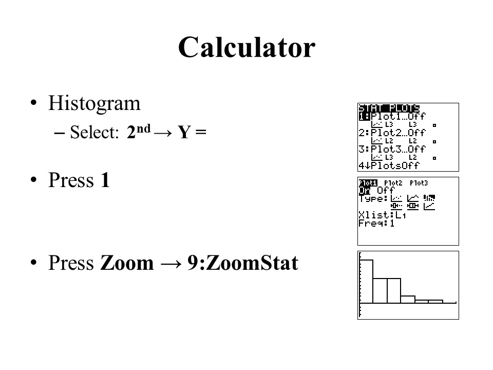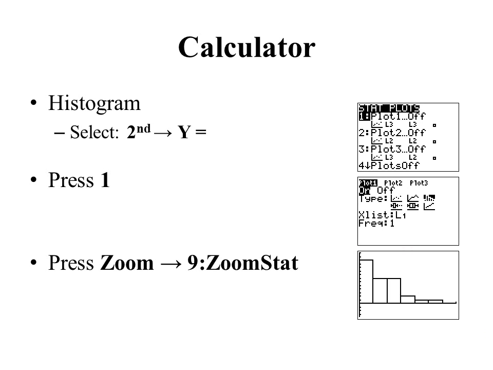And then, this is the step that everyone forgets to do. We have to do zoom option 9 for zoom stat. This is going to set our window to the right size so that we can see our histogram. And if you do this, you should get a graph that looks like this. Now you also need to make sure that all your other graphs are shut off. So make sure there's nothing else at the y equals menu. But you should get something that looks like this.